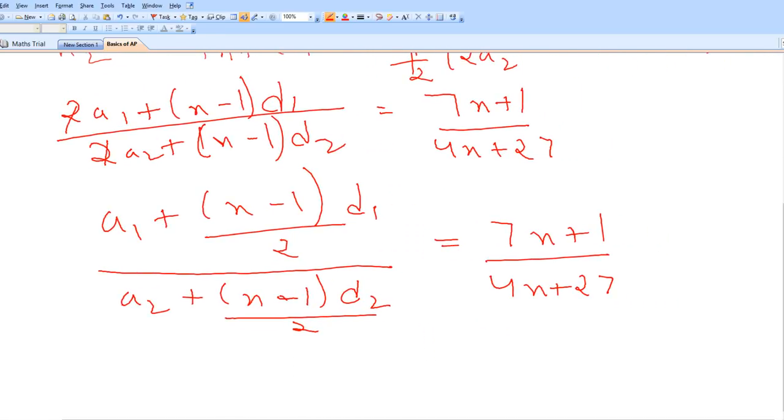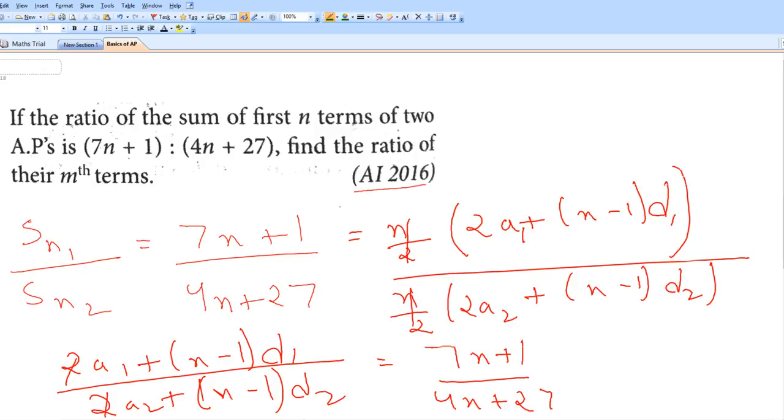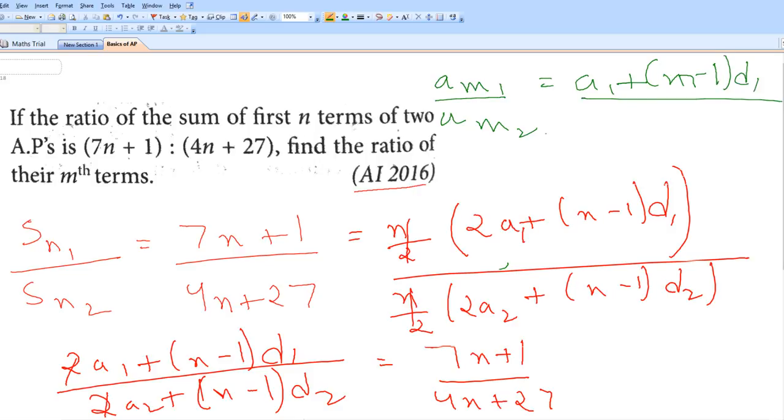Alright, now one thing, while doing these questions, we have to keep in mind what it is we need to find out the value of. So we need to find out the ratio of their mth terms. This means I have to find out Am1 upon Am2, which is equal to a1 plus m minus 1 d1 upon a2 plus m minus 1 d2.